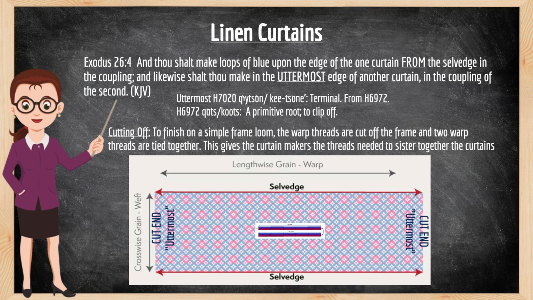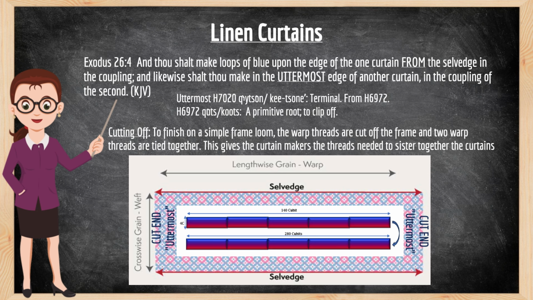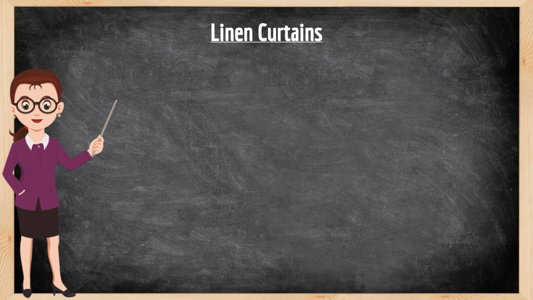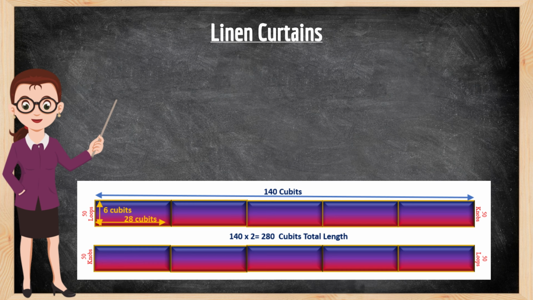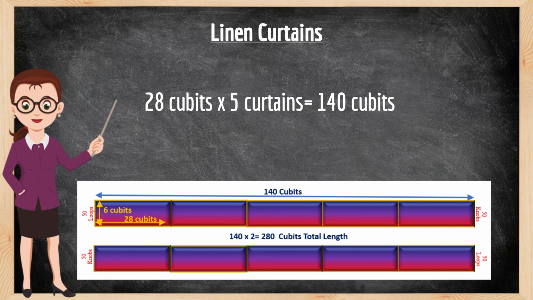Okay, so now this is starting to get exciting because we now know how the 10 pieces of linen are linked together into 2 long pieces consisting of 5 panels of fabric. Each of the 2 sections measures 140 cubits, so 28 cubits was each panel, sistered 5 together gives us 140 cubits by 4 cubits tall.